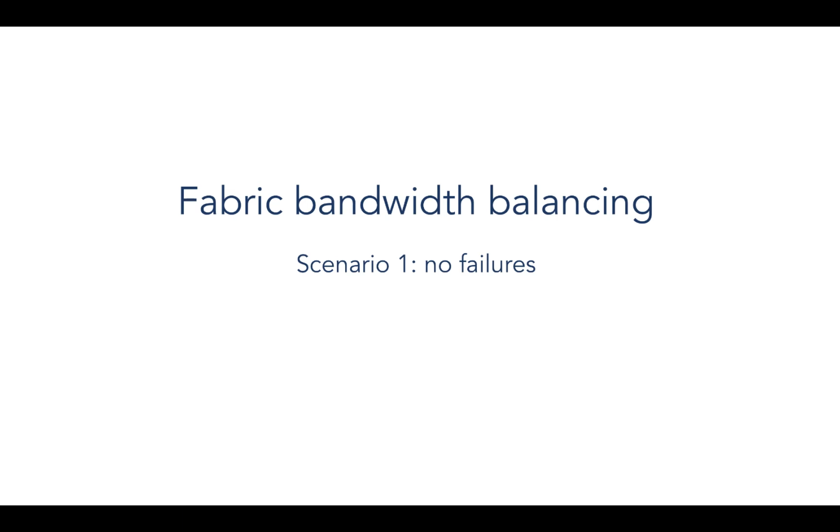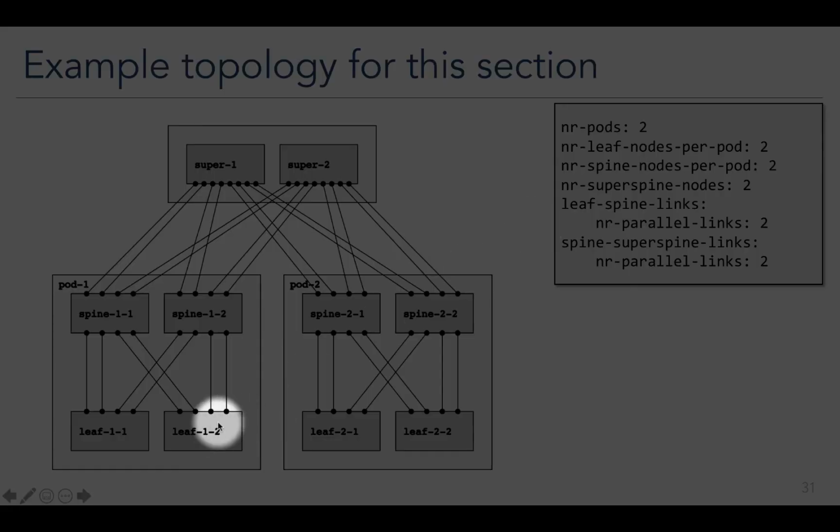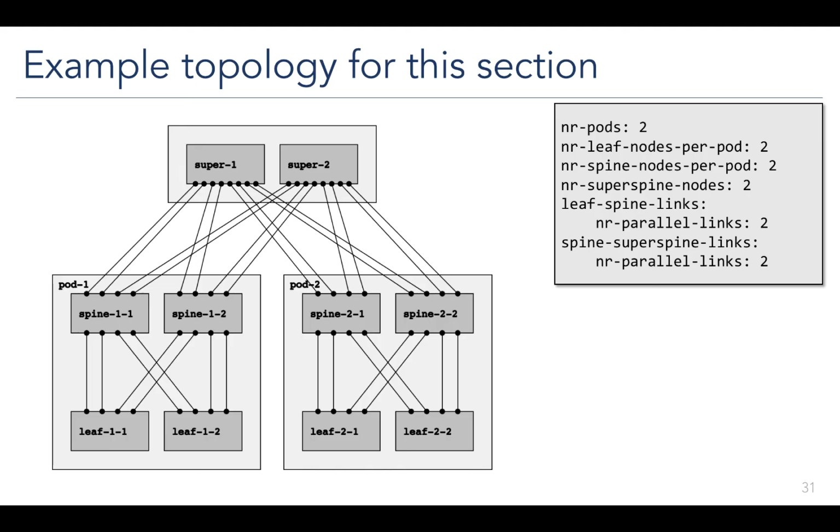When you have parallel links in the topology, you want to make sure that the traffic is distributed amongst the available links according to the bandwidth available in each link. We'll go through a couple of scenarios to demonstrate how that works. This is the topology that we will be using for our examples. We'll be looking at leaf 1.2, which has 2 parallel links to spine 1.1 and 2 parallel links to spine 1.2. We'll see how leaf 1.2 distributes its traffic across these 4 links in various failure scenarios.